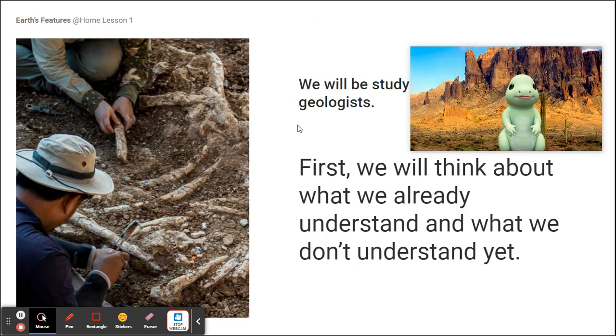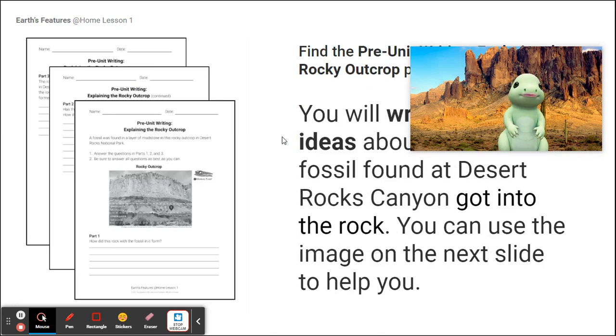We've talked a little bit about that. We're thinking about what we already know when it comes to being a geologist and searching for fossils and how fossils may get to certain locations. But we understand that we might not know it all yet. And that's okay. You just tell me, Mr. Dino, what it is that you know so far.